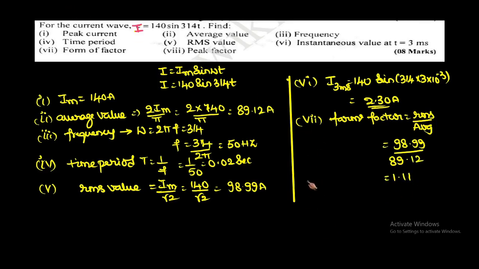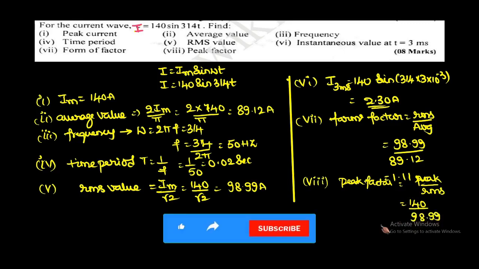See the next problem here, eighth question. What is the eighth question? It asks, what is the peak factor? Peak factor formula you already know. Peak factor is equals to peak value divided by RMS value. So peak value you got as 140, you already know, 140 divided by RMS value. RMS value you got as 98.99. If you do this, you are going to get 1.41. So the answer is 1.414, the peak factor.